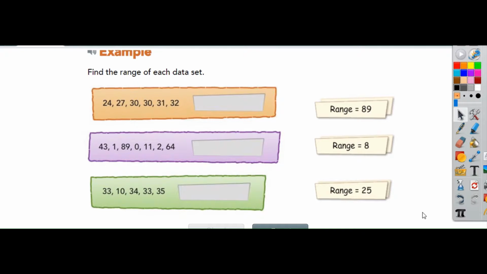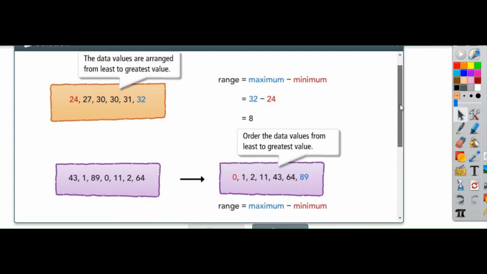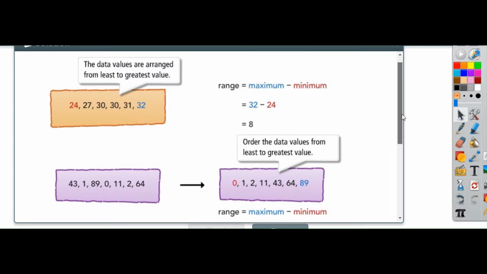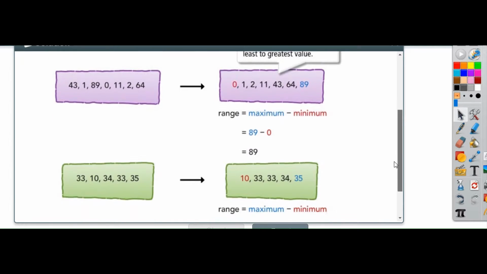So we want to find the range of the data set. So we have our first data set right here. So we need to identify the highest and the lowest value. Never assume that your highest and your lowest value are going to be the first and the last number in the data set. You have to make sure you look through the data set and get the smallest number and the largest number. So if we look at the first one, our maximum number is 32 and our lowest number is 24. So once we subtract them, we'll get 8. So the range of the first data set, the orange, is 8 units.